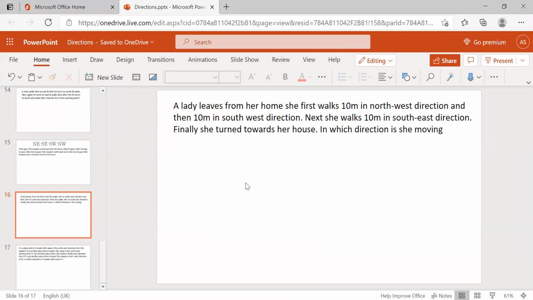A lady leaves from her home. She first walks 10 meters in the northwest direction, and then 10 meters in the southwest direction. Next she walks 10 meters in the southeast direction. Finally, she turns towards her house. In which direction is she moving?